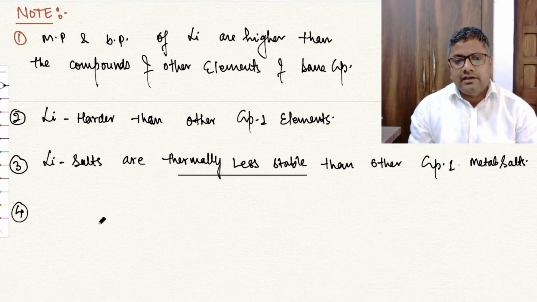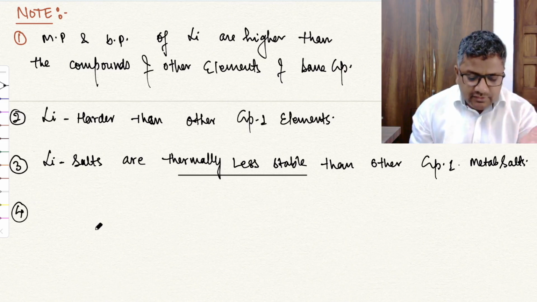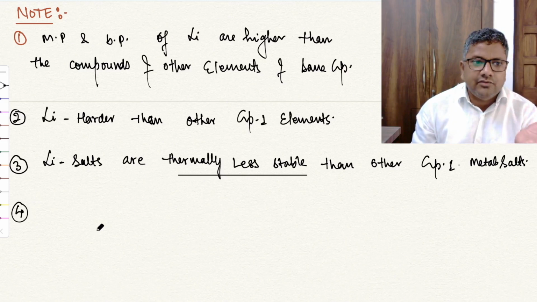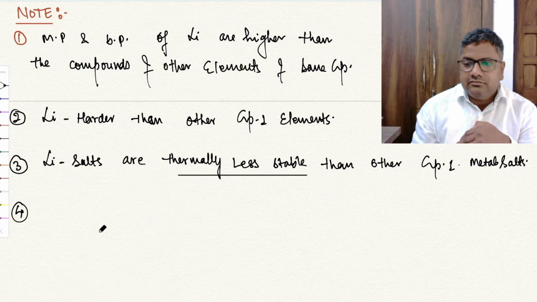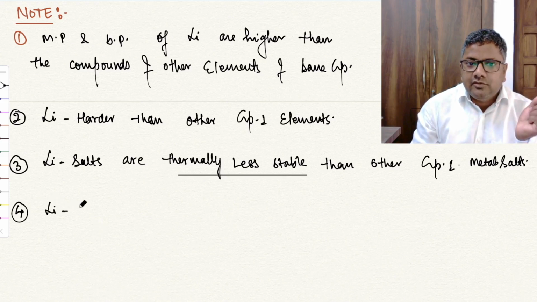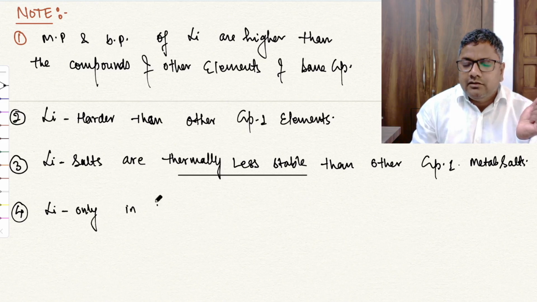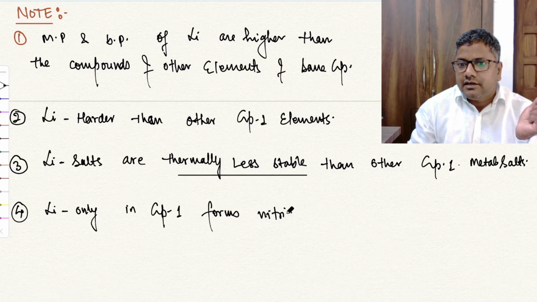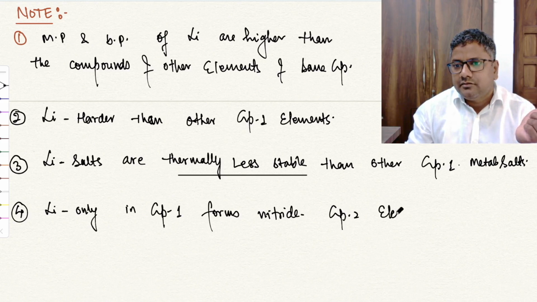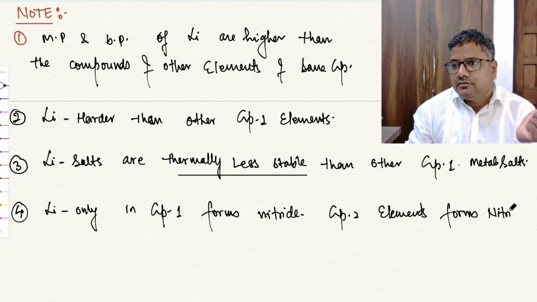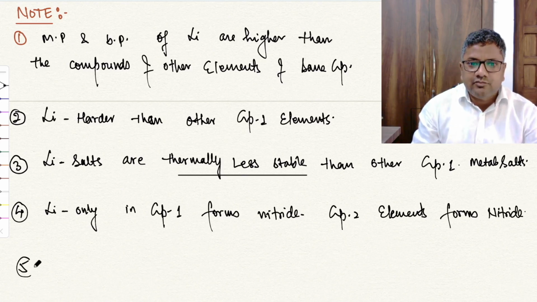Fourth point, I have discussed that only lithium has the ability to form nitride in the first group, and other elements of the first group will not form nitride. So lithium only in group 1 forms nitride. And what about group 2? Group 2 all elements form nitride, right?